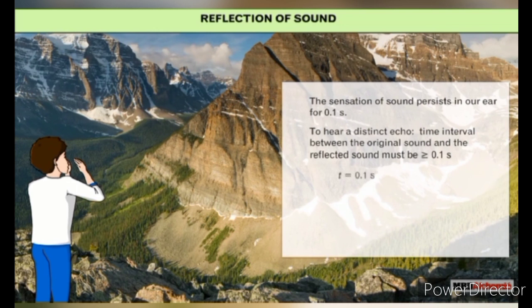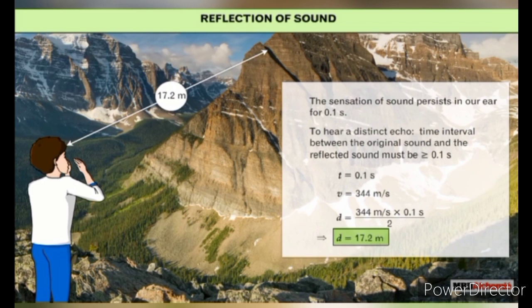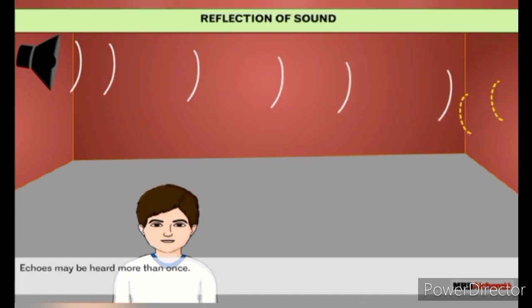By substituting t equals 0.1 second and v equals 344 meters per second in air, we get d equals 344 meters per second times 0.1 second divided by 2, which is equal to 17.2 meters. Therefore, to hear the echo distinctly, the reflecting surface should be at a minimum distance of 17.2 meters from the listener. Echoes may be heard more than once.